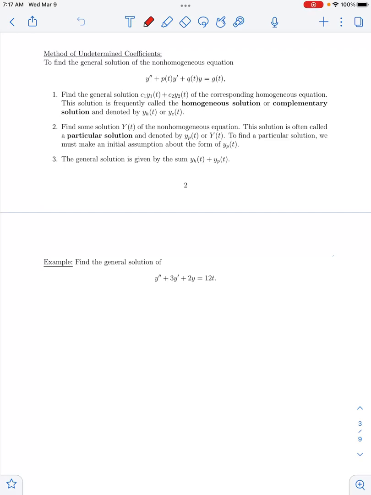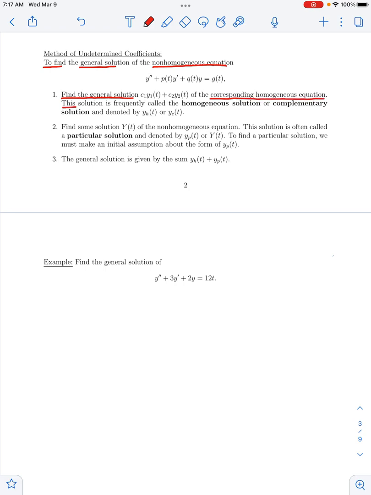Okay, in this lecture we're going to continue our work through section 3.5 on the method of undetermined coefficients. And before we look at some examples, let's recall how this method works. As a reminder, to find the general solution of the non-homogeneous equation, we first find the general solution, which would have the form C1y1 plus C2y2, of the corresponding homogeneous equation.